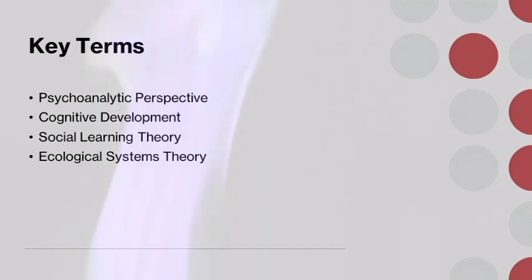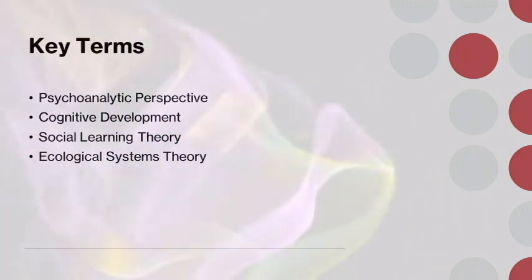Is it cognitive development theory? Is it social learning theory? Is it the psychoanalytic perspective? Or is it the ecological systems theory? Well, the key to that question was the importance of unconscious drives. And that points to the correct answer here, which would be the psychoanalytic perspective. And so this perspective, founded by Sigmund Freud and then expanded upon by Erik Erikson, emphasizes the role of unconscious processes, early childhood experiences, and developmental stages in shaping personality and behavior.